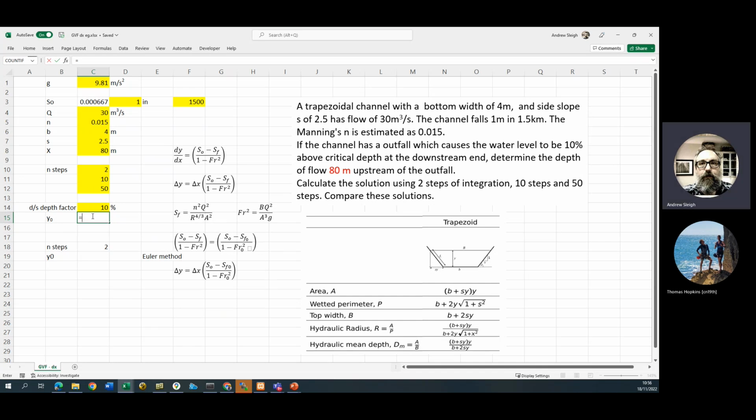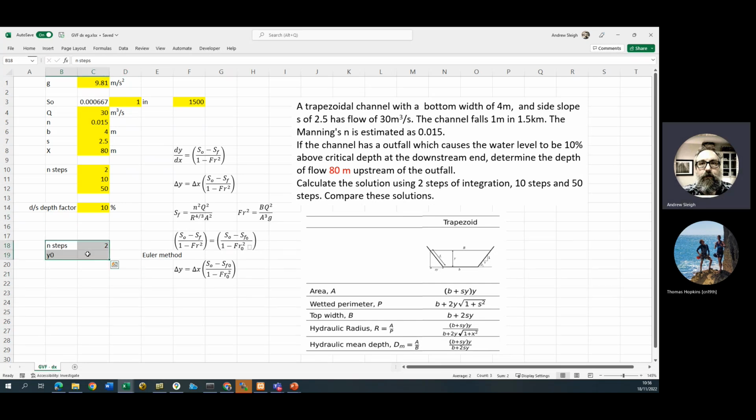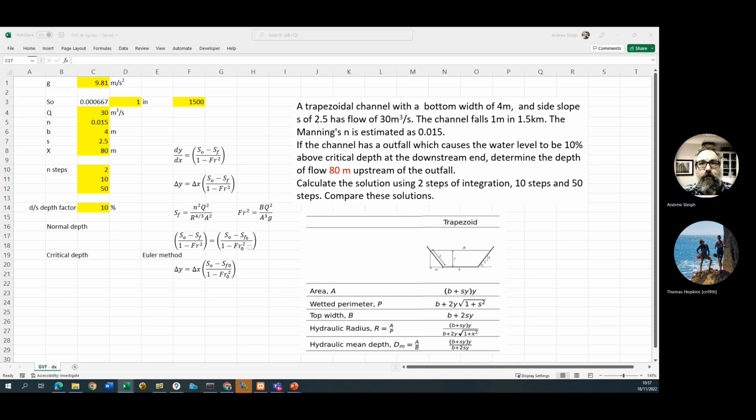the critical depth. So we need to calculate critical depth. But before we do anything else, I'm going to get rid of those. Let's calculate critical depth. So normal depth and then critical depth. So normal depth, how do we calculate that? Well, we go to our spreadsheet that we've seen before, and I'm just going to show that spreadsheet.